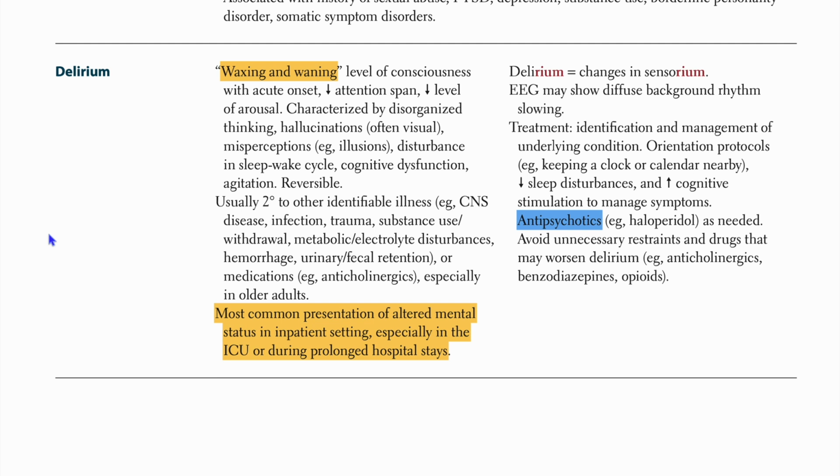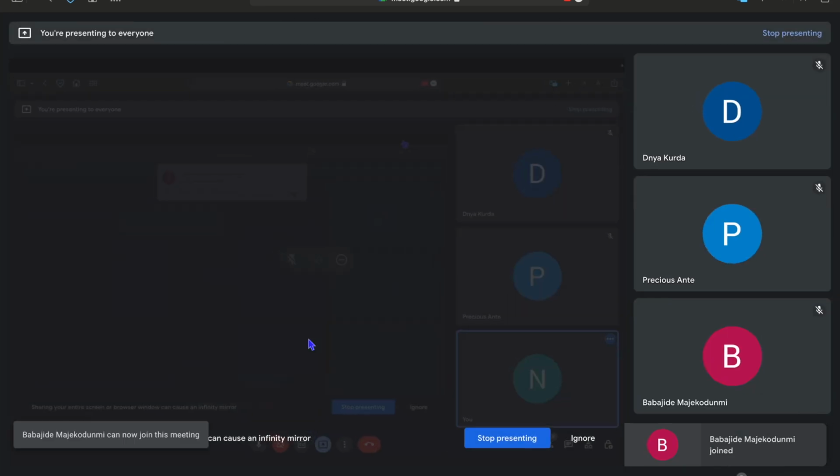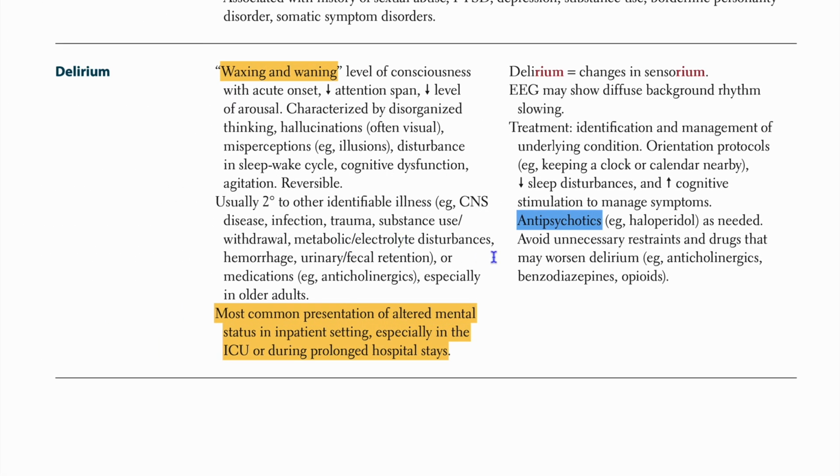Usually secondary to another identifiable illness, for example CNS disease, infection, trauma, substance abuse, withdrawal, metabolic or electrolyte disturbances, hemorrhage, urinary or fecal retention, or medication, for example anticholinergics, especially in older adults. Most common presentation of altered mental status in the inpatient setting, especially in the ICU or during prolonged hospital stays. This is an important one. You'll see delirium in these people.